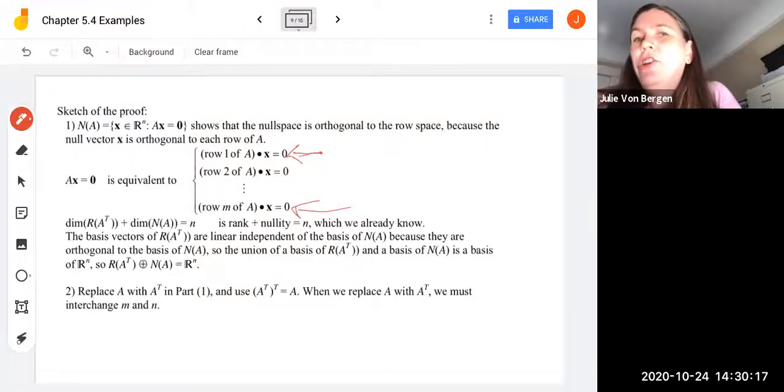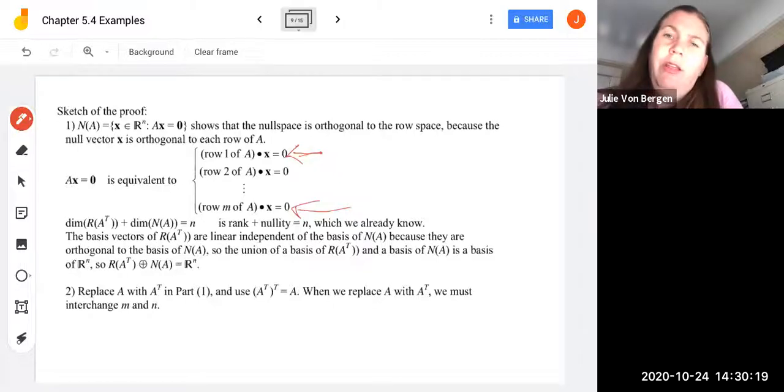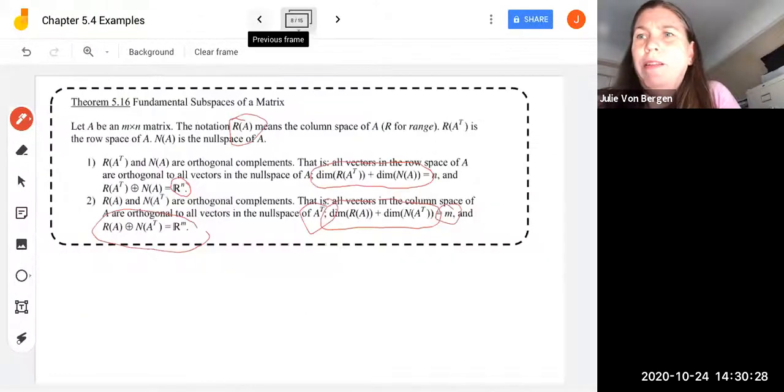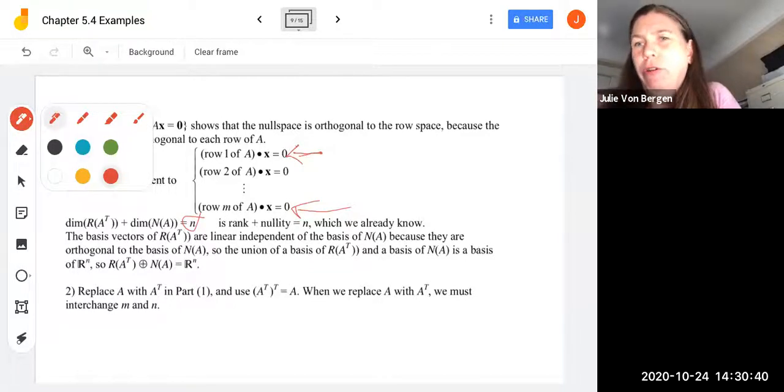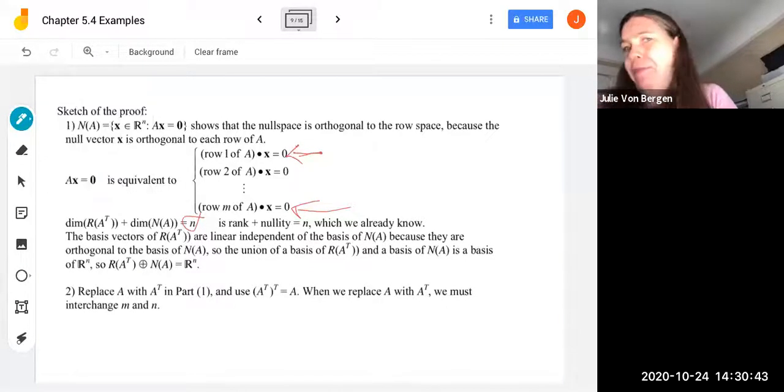All right, and then the dimension of R of A transpose, that is our row space of A, plus the dimension of the null space equals N is just good old rank plus nullity that we saw back in chapter 4 and 4.6. And so we already know that.